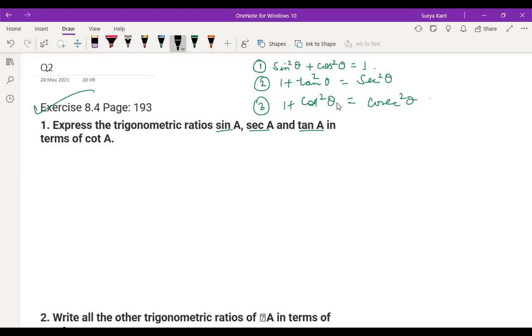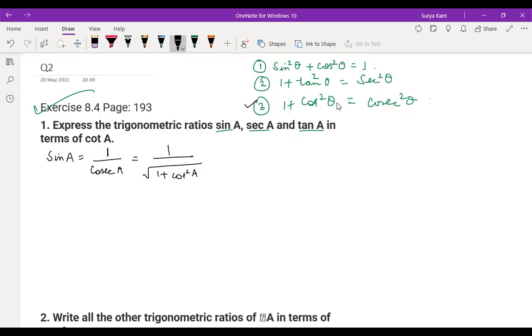So see children, I'm just writing here. We know this. Yes, sir, got it, sir. Sir, sine A equals 1 by cosec A. Then 1 by root over cosec square A. 1 by cosec A can also be written as 1 by whole root of cosec square A. So it will be 1 by root over 1 plus cot square A. And we got it.